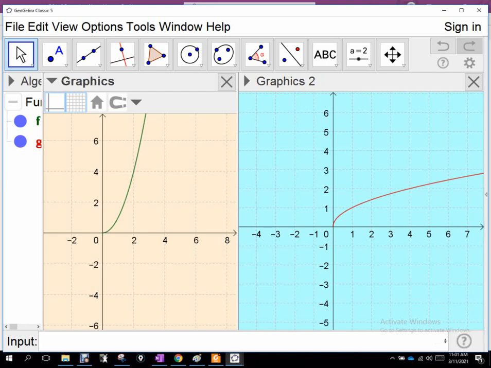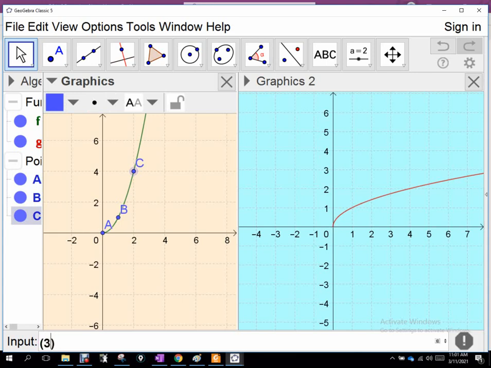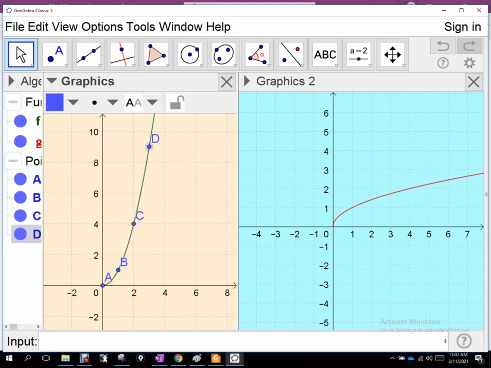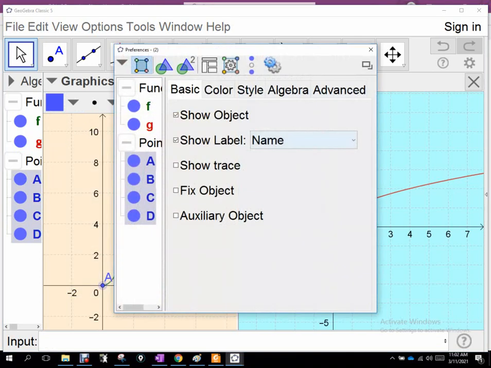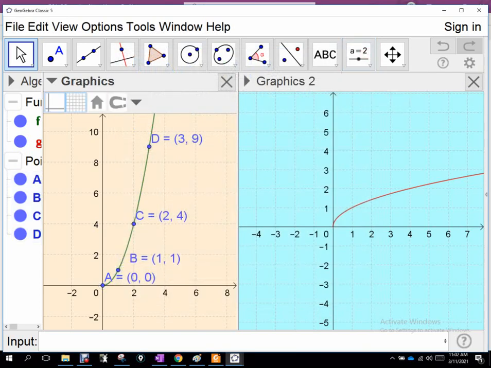Let's put some points on there. Let's go 0, 0. That's over there. Let's go 1, 1 is over there. 2, 4. And let's go 3, 9. Okay. So if I look at those 4 points, and let's look at their ordered pairs, they are those.